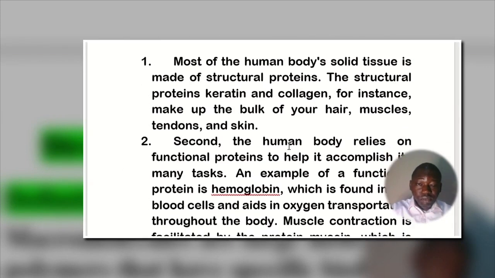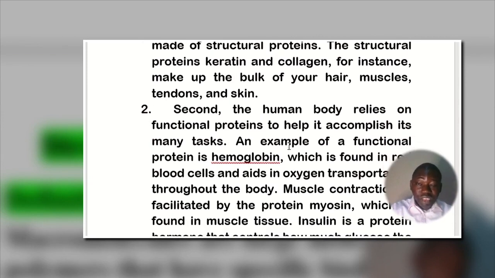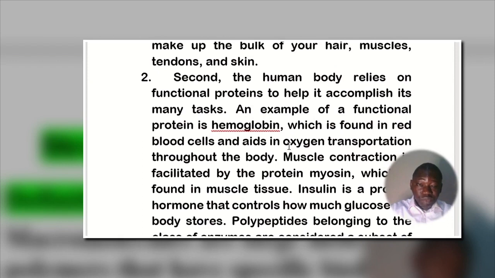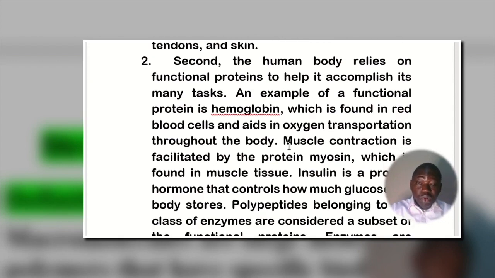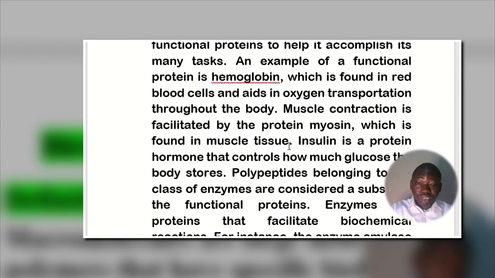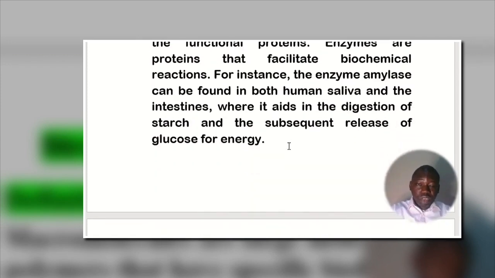Second, the human body relies on functional proteins to help it accomplish its many tasks. An example of a functional protein is hemoglobin, which is found in red blood cells and aids in oxygen transportation throughout the body. Muscle contraction is facilitated by the protein myosin, which is found in muscle tissue. Insulin is a protein hormone that controls how much glucose the body stores.